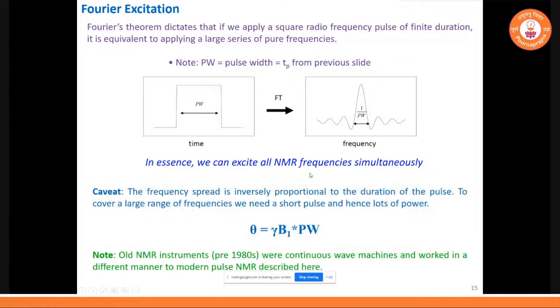Why did this revolutionize things? Because in earlier days, before Fourier transform, people used to use continuous wave NMR. That means either they have to fix the field and vary the frequency.